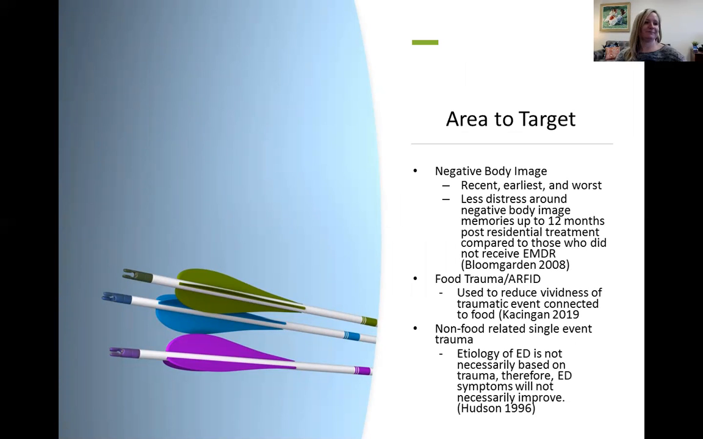So what areas do we target? I'm gonna take a drink of my water because it builds my security, having that here, as I talked about earlier.